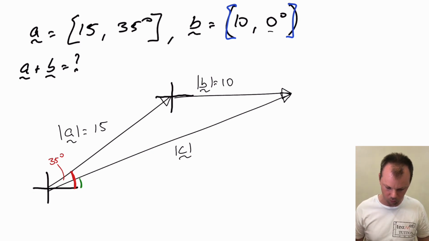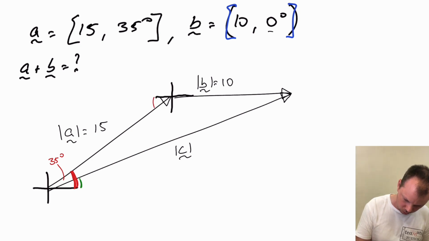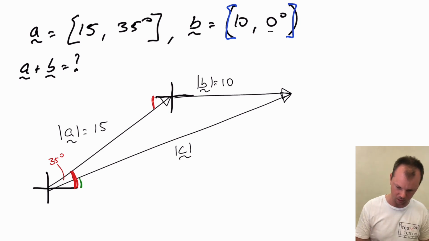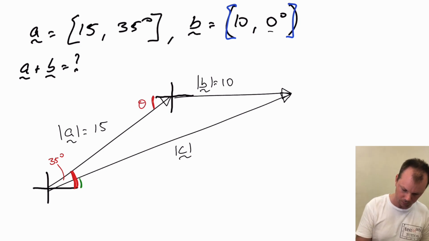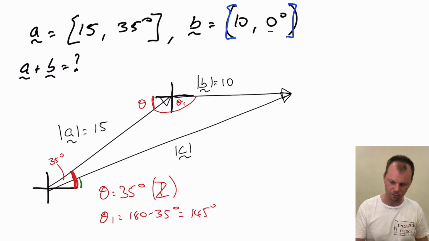So there are a few more things that we can do to fill in this triangle. We know that this is 35 degrees, and using our Z rule, we also know that this part here is 35 degrees. So if we call this theta, because of our Z rule, if that's 35 degrees, we can find out what this internal angle is, if we call that theta 1. We get 145 degrees.